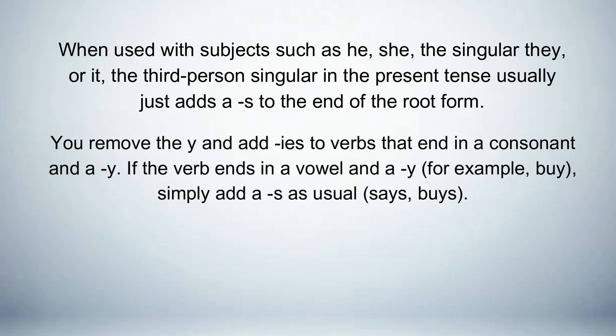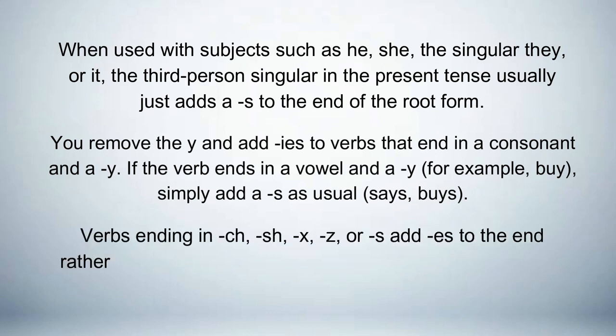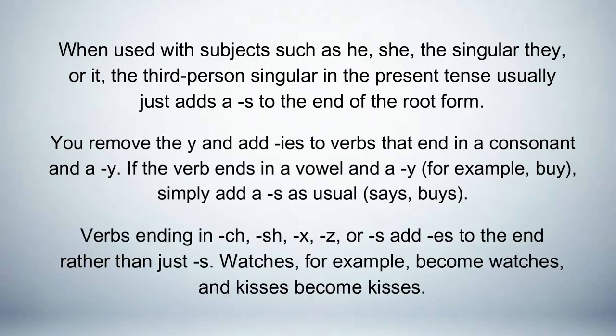For example, buy. Simply add s as usual: buys. Verbs ending in ch, sh, x, z, or s add es to the end rather than just s. Watch, for example, becomes watches, and kiss becomes kisses.